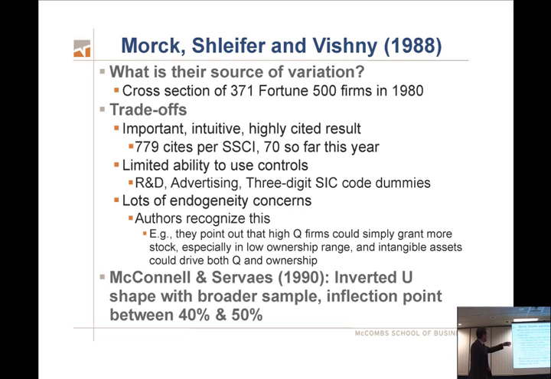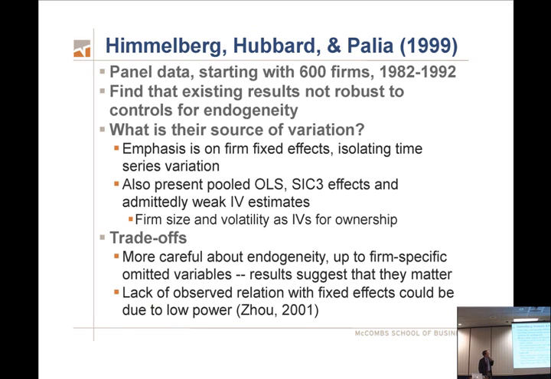One more example. McConnell and Gervais come on a couple years later, and they find the other familiar picture people talk about, this inverted U shape. Ownership's good up to a point, and then it becomes bad. And that point of inflection is on the order of 40 to 50%. So, important intuitive results. Everybody starts a lot of research, spurs a lot of research.